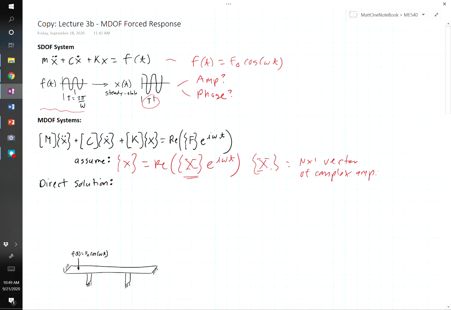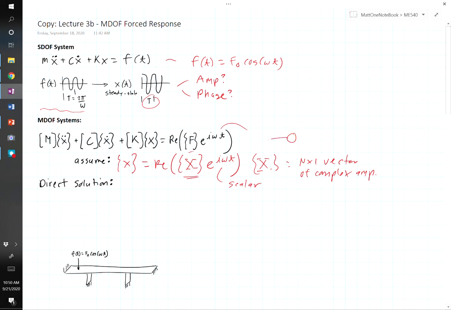So basically we're assuming that if the force is a vector f e to the I omega t, the response will be at the same frequency. Notice that this part here is scalar, so all of the degrees of freedom are moving with the same frequency. The forcing is at the same frequency. So everything's at the same frequency. The only thing that can change is the amplitude and phase. And what do we mean by a force vector like that?